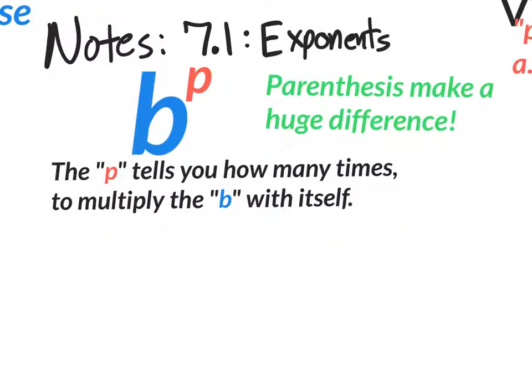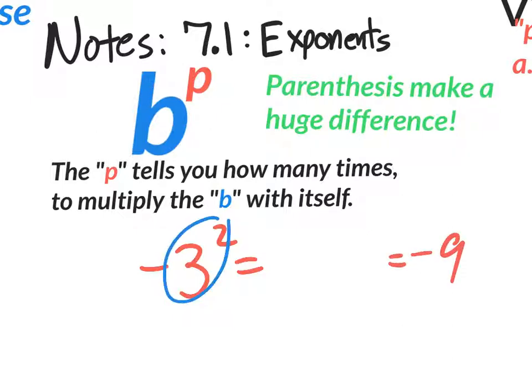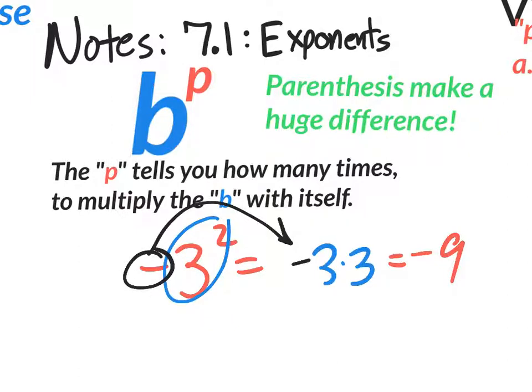Exponents. So Eddie, if you have negative 3 to the second power, what's your answer going to be? It's going to be negative 9. Negative 9. Good job. Now, why is that? Because you take the 3 squared first, and you go 3 times 3, and then you take that minus sign, you put it in front. So that's really a negative 3 times 3, which is negative 9.